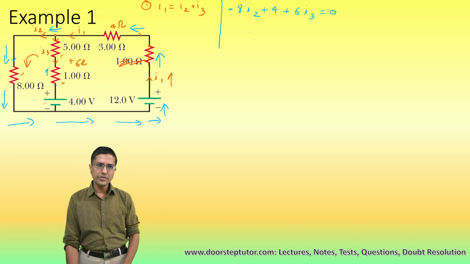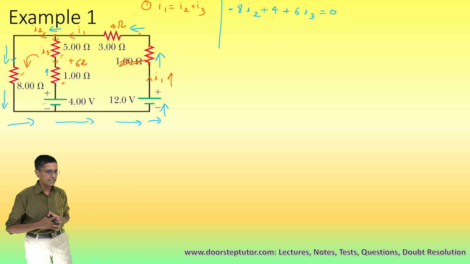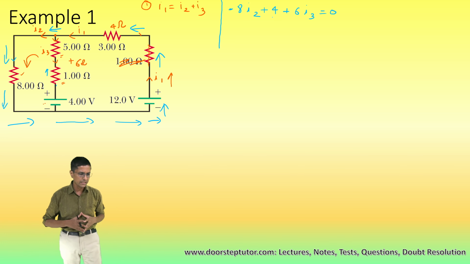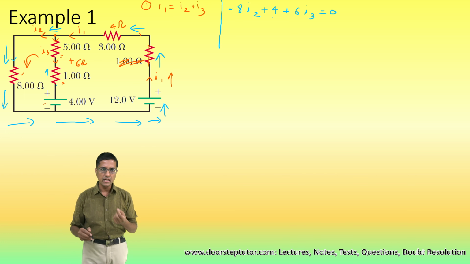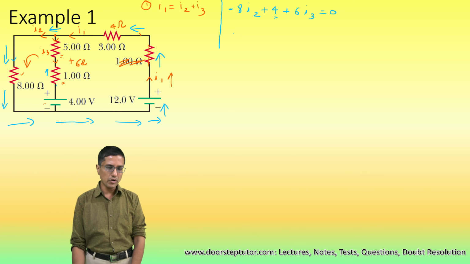We can simplify this equation a little bit. Normally we simplify the equations in such a way that the constant is on one side, because things become very, very simple if the constant is on one side. So I keep this as minus 4 I2, and I'm dividing everything by 2. So this 8 will become a 4, this 4 will become a 2, and this 6 will become a 3. So minus 4 I2 plus 3 I3 is equal to minus 2.